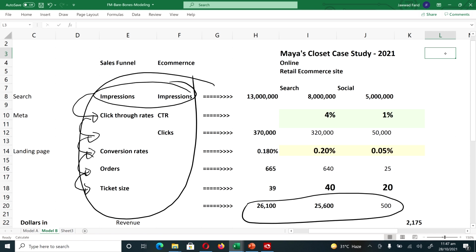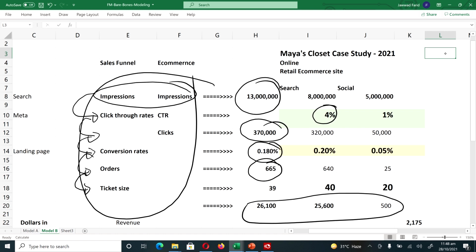Work through this example that's in front of us. 13 million impressions in total at a CTR of say roughly about 4% will give you 370,000 clicks. Conversion rate of 0.18% will give you 665 orders, and a ticket size of $39 on average will give you total revenues of about $26,000.